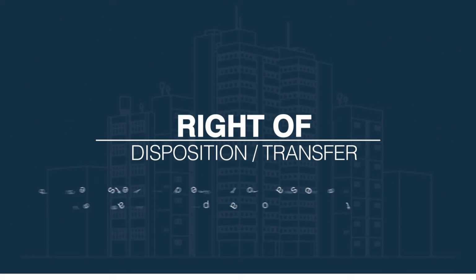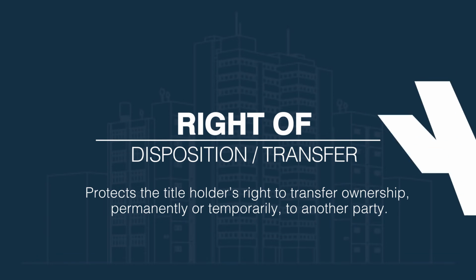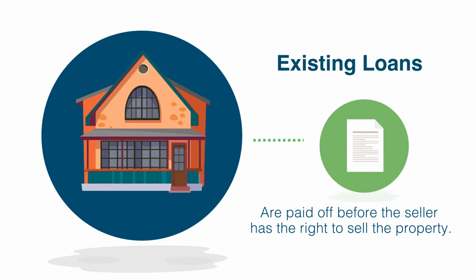Right of disposition/transfer. The right of disposition protects the title holder's right to transfer ownership permanently or temporarily to another party. Basically, it means you can sell, rent, or will the property. You only get this right when the property is owned outright and money is not owed to another party, such as a lender. Remember that when a property is sold, any existing loans are paid off before the seller has the right to sell the property. An exclusion can also apply if the property is subject to a lien, which is when money is owed.